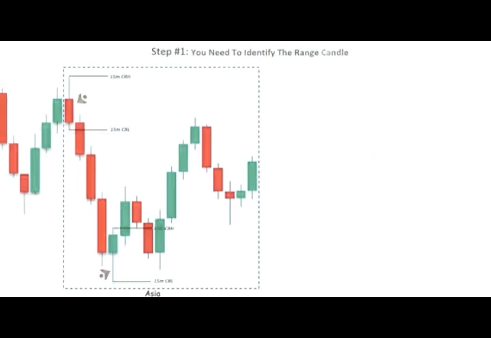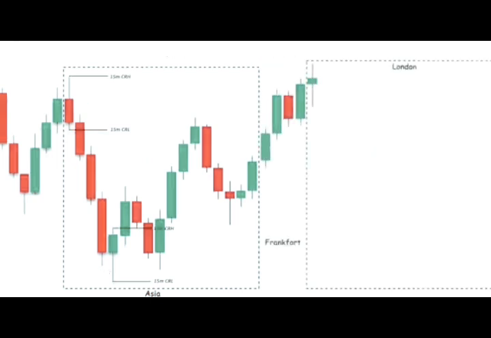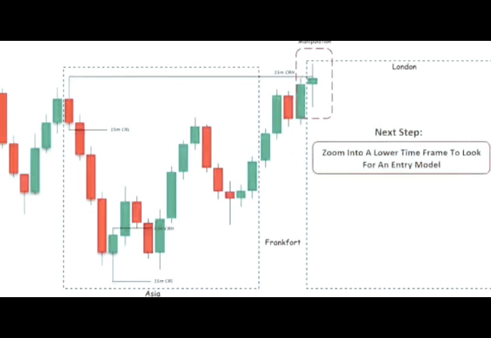Then wait for London to open and monitor price action closely. Once price enters one of those upper or lower range candles, sweeps its liquidity, and immediately reverses back inside the range, that becomes our first layer of confirmation. From there, we zoom into a lower time frame, such as the 5-minute or 1-minute chart, to track the higher time frame delivery and look for reversal confirmations. This is where your entry model must appear before opening a trade.